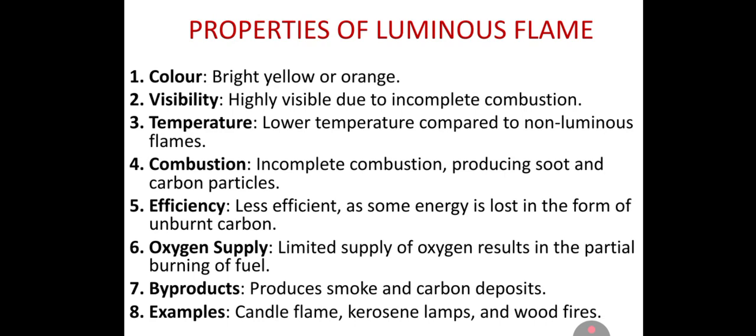Efficiency. Luminous flame is less efficient. That means it will not have as much energy to carry out whatever reason why the combustion or the burning is happening. So limited supply of oxygen results in partial burning of fuels. In this case, a fuel can be anything. It can be charcoal, it can be wood, it can be petrol, it can be kerosene. So that will be discussed later.